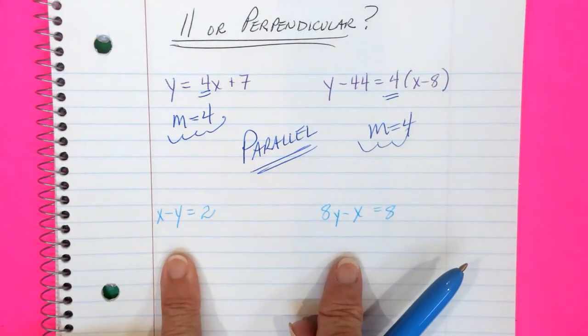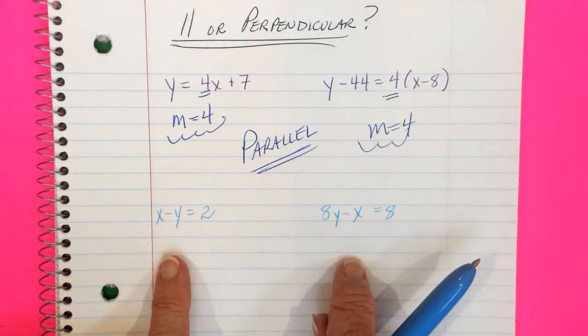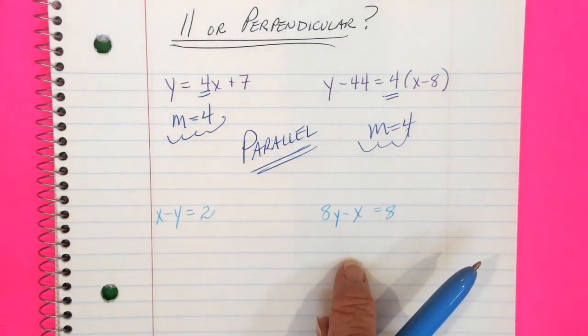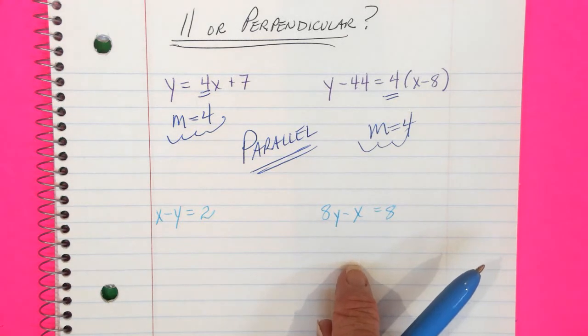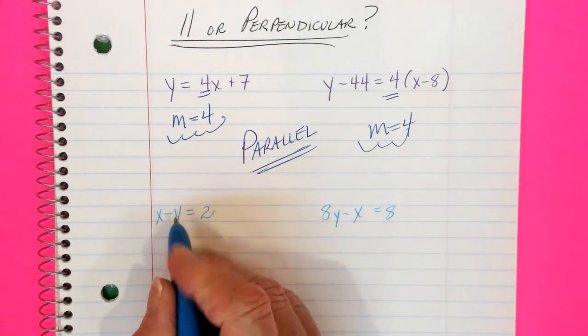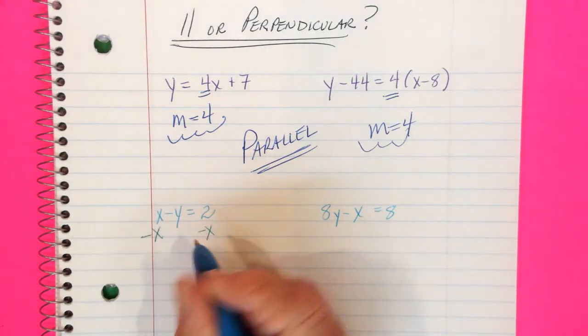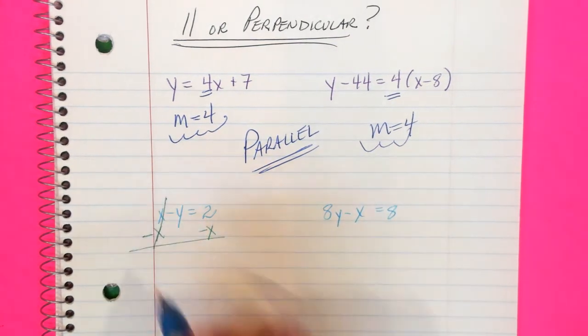Not so easy in the next pair of lines in this aqua color because they're both in standard form. But we can use our algebra skills to get them into slope-intercept form and know exactly what their slopes are. So since y has to be by itself, let's do the opposite of this positive x to move it to the other side. What I do to one side of the equal sign, I do to the other.